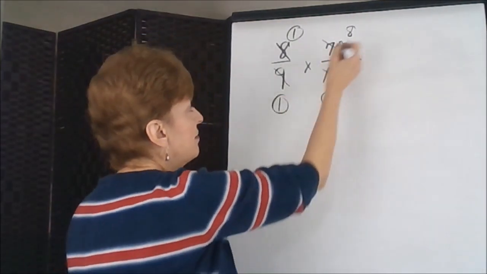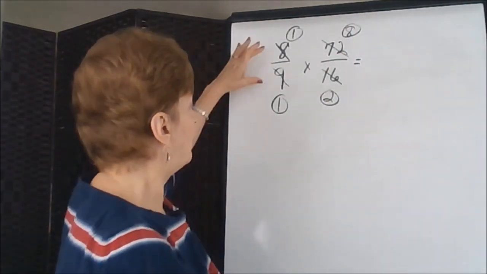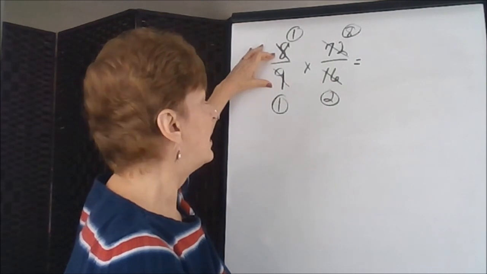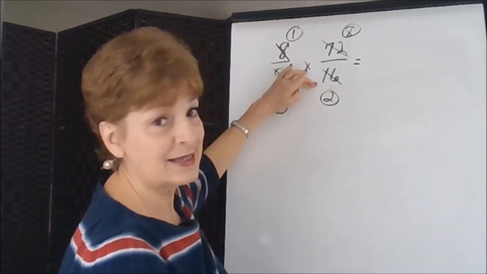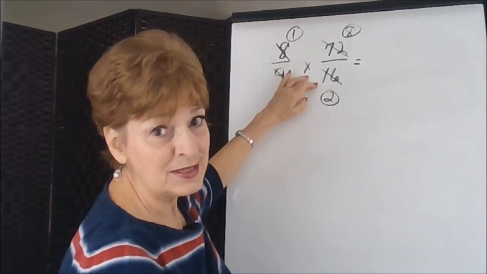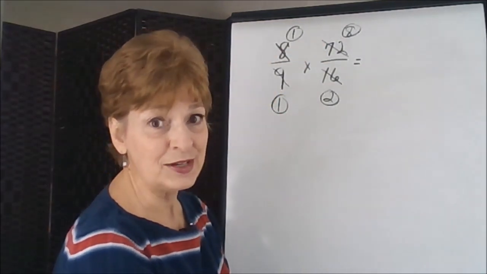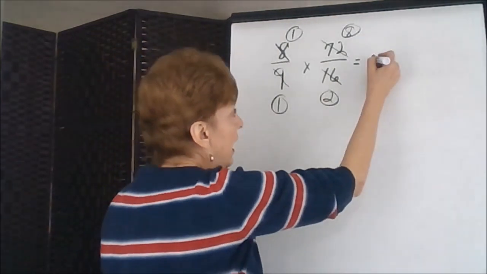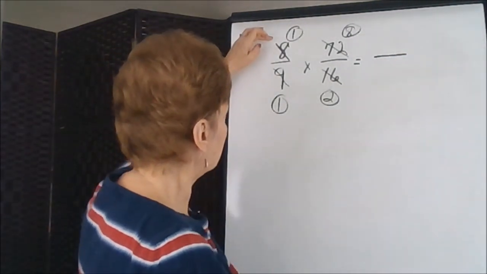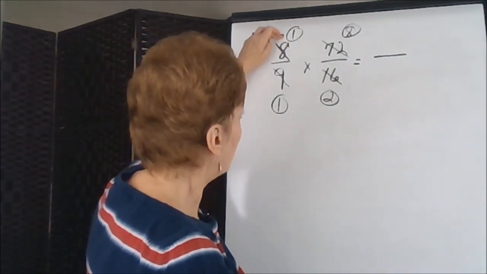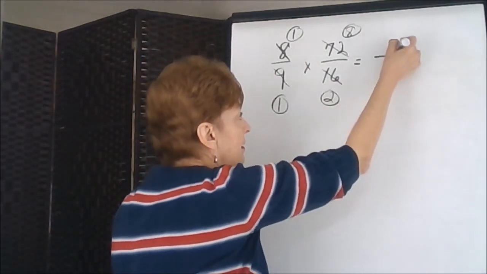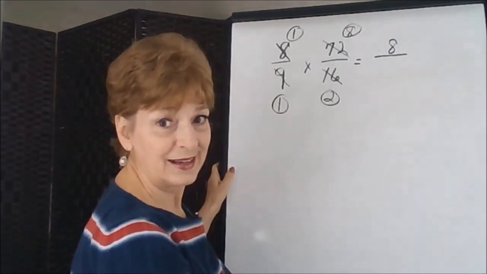That's quite a bit of help by taking the numbers 8, 72, 9, and 16 and reducing them to 1, 8, 1, and 2. Those are a lot easier to work with. So now when we do our actual multiplication of the numerators, 1 times 8 is 8. 1 times 2 is 2.